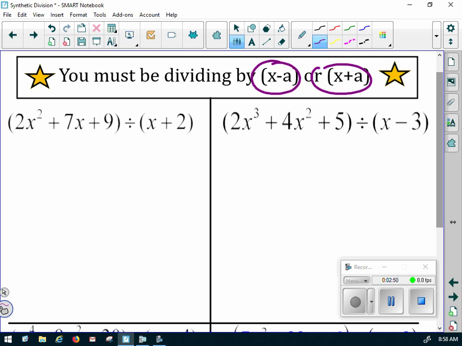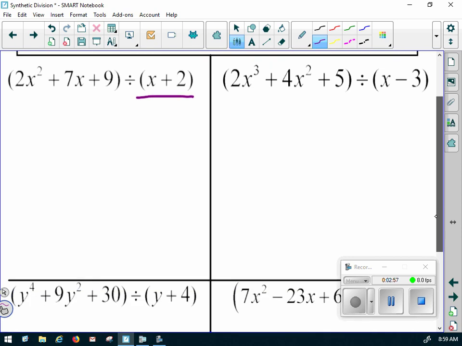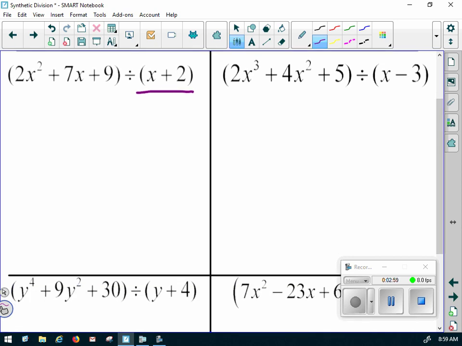All right, let's look at this one. Let's talk about how to set this one up. What's going to go in the box? What are we going to divide by? X minus 2? No, a number, a single number. What number makes this equal to 0? So -2 is going to be in your box.